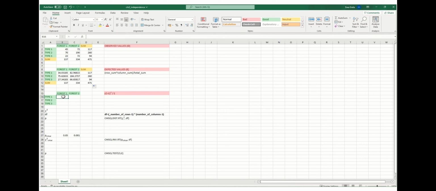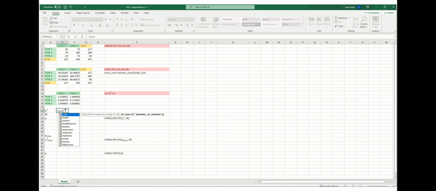Then we calculate the squared difference between observed and expected frequencies divided by the expected frequency. The chi-square statistic is the sum of these values.